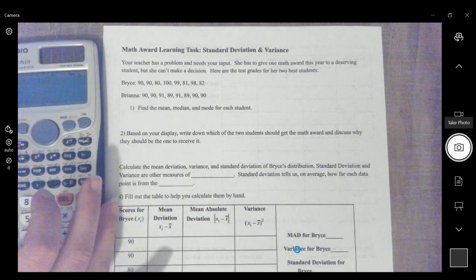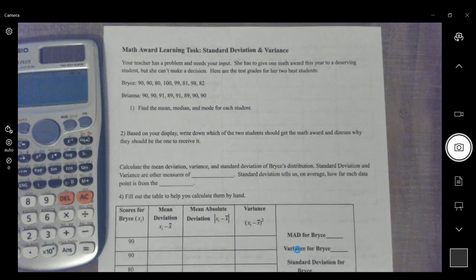Everybody. Today we're going to start our second lesson in Unit 6, which is another way of measuring spread. So if you did that first lesson, you should have learned about finding the mean absolute deviation. So we're going to take that today and extend it into what's called the standard deviation and the variance.